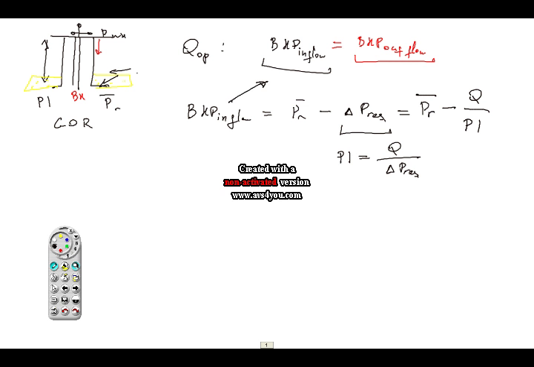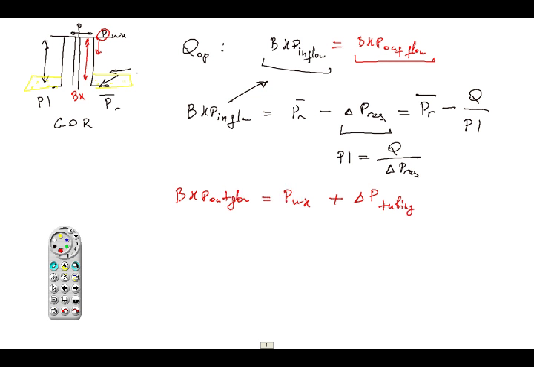Now if I want to describe my outflow bottom hole pressure, then I start from the surface. I know that my wellhead pressure is fixed, and then I add pressure losses which happen across the whole tubing length. So, pressure losses across tubing. If I solve this equation now, I will be able to find my operating rate or operating point.